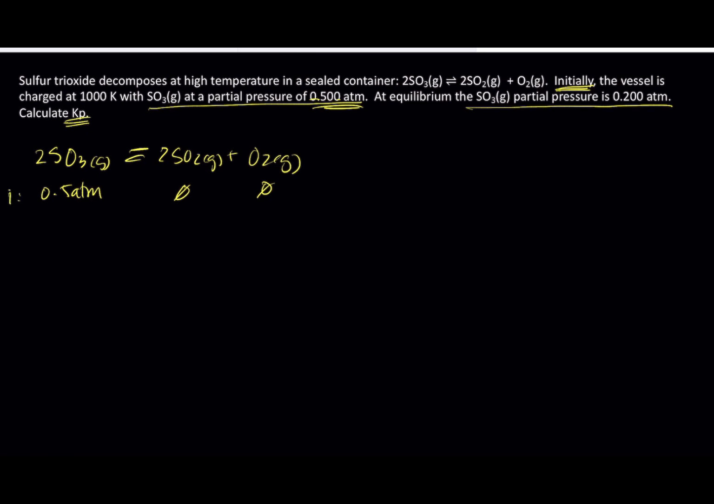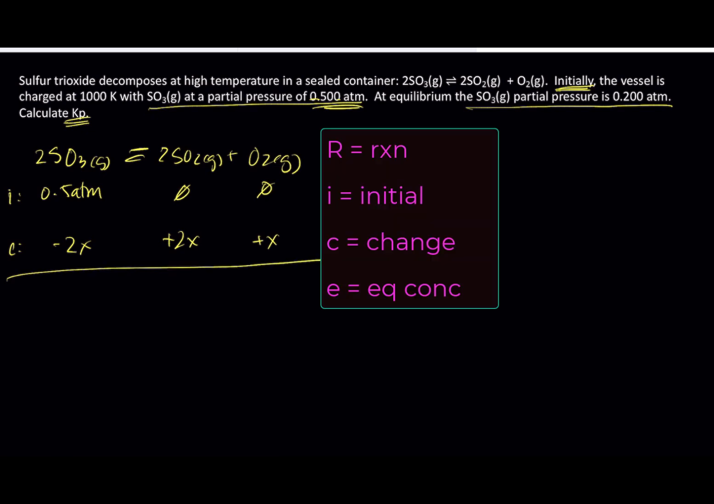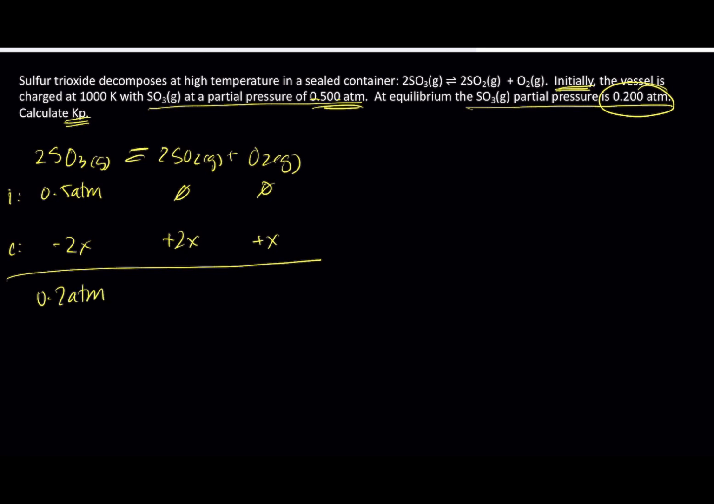Change is dictated by our stoichiometry, meaning that we lose 2 times some number of that, we gain 2 times some of that, and we gain 1 times some of that. As in, we produce some product and we lose some reactant. Now, the question also tells us that we have 0.2 atmospheres as our final here. And this is going to be plus 2x, and this is going to be x.